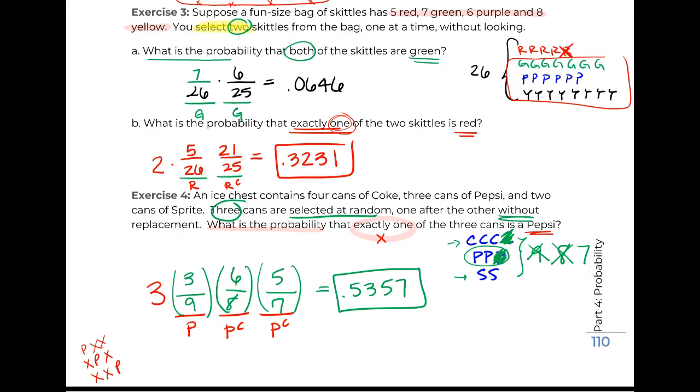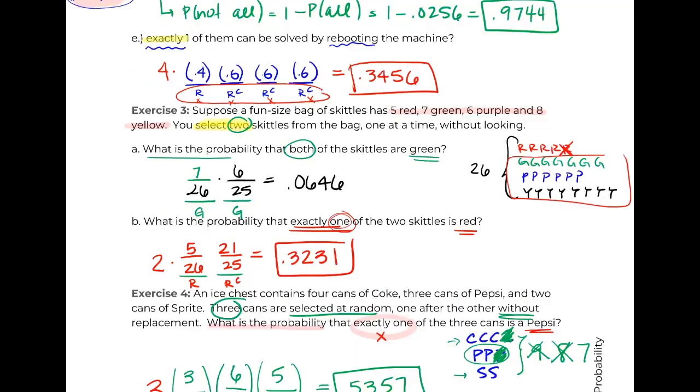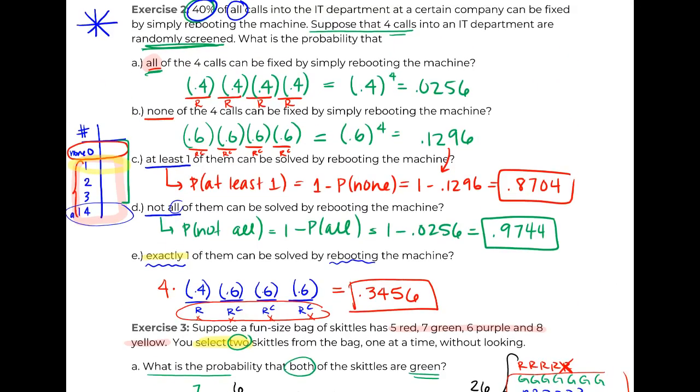You'll probably only see one of these on the exam. It could be an exactly one, an all, a none, or if I really want to get tricky with you guys, an at least one or a not all. So think about these original ones from exercise 2.